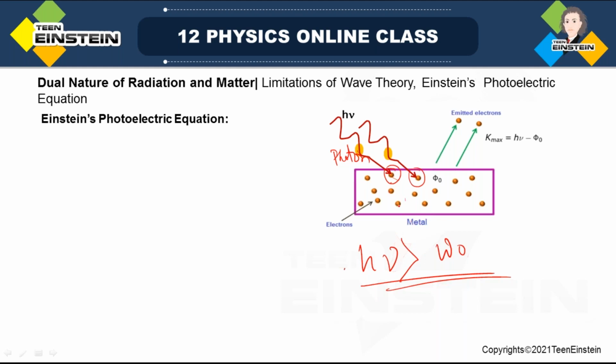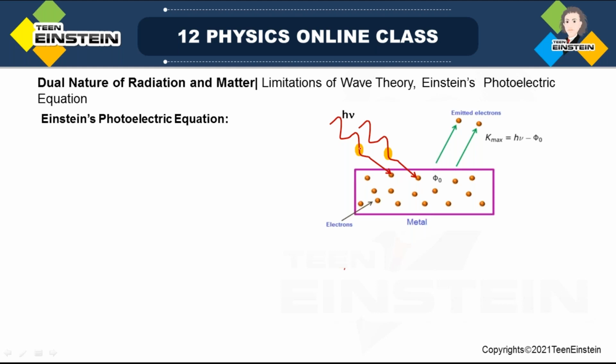Then what happens? Then the energy of the photon will be utilized in two ways by the electron. So up to now, what we have learned, the incident photons are actually kind of particles when they interact with the metal surface, with the electron. As you know, one photon can knock out only one electron at a time.